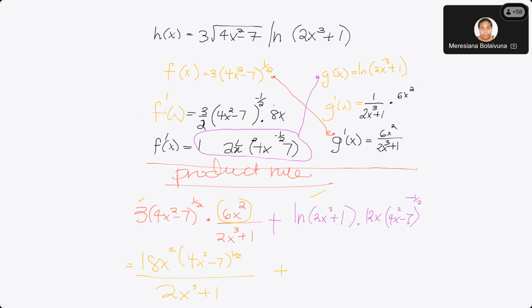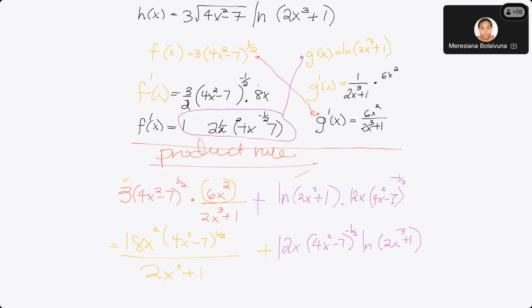Okay, so 12x comes first, and then followed by 4x squared minus 7 to the power minus half, and then you have the ln and 2x cubed plus 1. Okay, any questions? So that's with regards to the product rule.